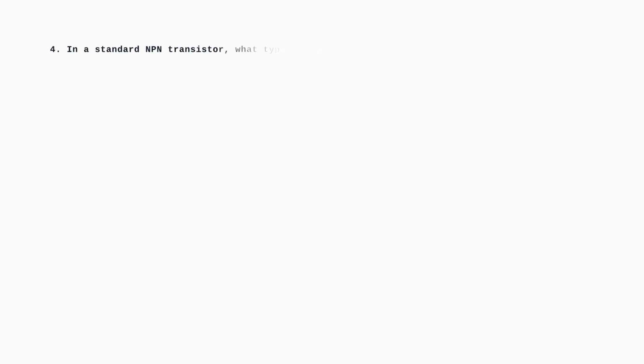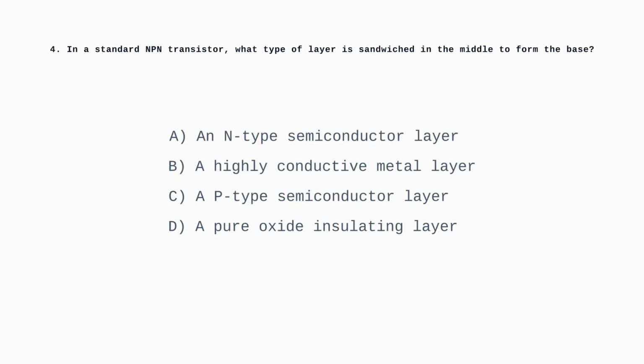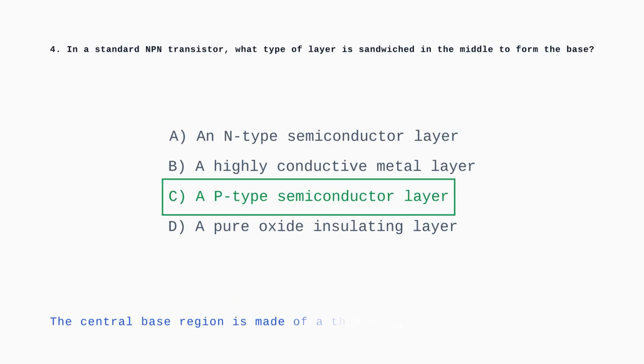Question 4. In a standard NPN transistor, what type of layer is sandwiched in the middle to form the base? An NPN transistor is constructed with a thin p-type semiconductor layer as the base, placed between two n-type layers.